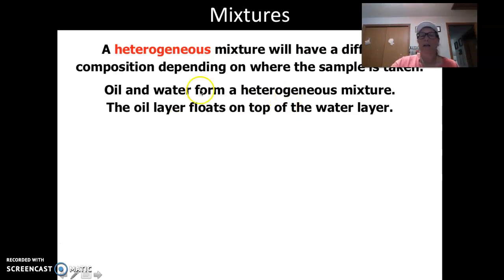Okay, again, I talked about oil and water. That's a heterogeneous mixture because the oil is less dense than the water. It won't mix. Okay, so you get a layer on top and then you get the water on the bottom. Okay, and that is a heterogeneous mixture. If you like Italian salad dressing, you shake it and you shake it and you shake it, but as it sits, it always separates. And again, that's a heterogeneous mixture because you can see different parts to it. You can see different layers.